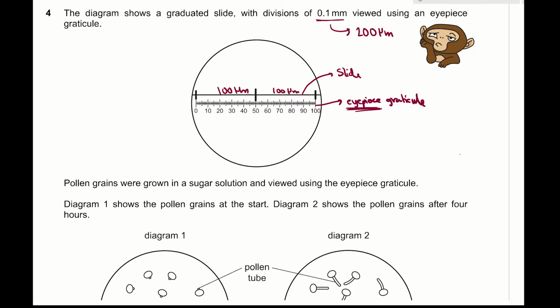Now what we must do is divide 200 micrometers by 100. So we divide 200 micrometers by the 100 divisions to calculate the size of one division. This gives us 2 micrometers per division. Now, once we've got this clear, let's continue with our question.